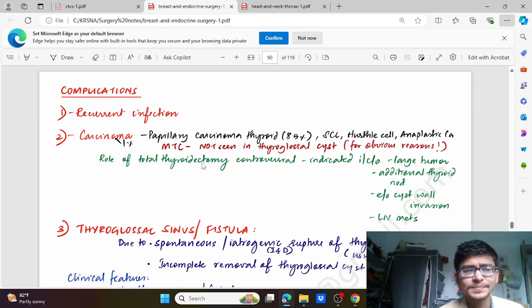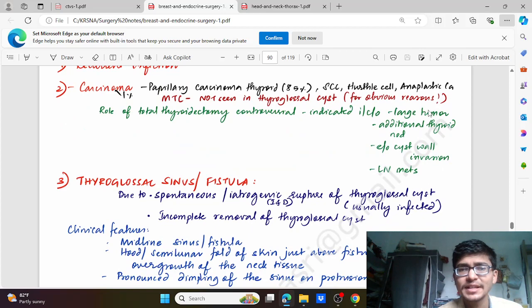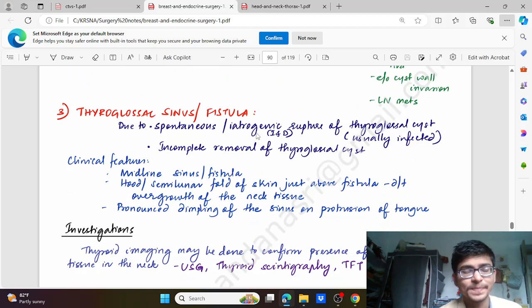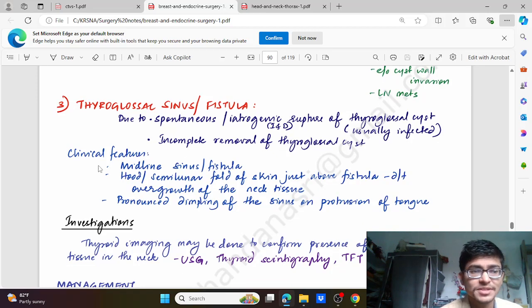The role of total thyroidectomy is controversial, but it is indicated when there is a large tumor with an additional thyroid node and evidence of cyst wall invasion or lymph node metastasis. Then it may result in a thyroglossal sinus or fistula, which, depending on the scenario, may be spontaneous or iatrogenic after drainage when it gets infected, or due to incomplete removal after surgery.